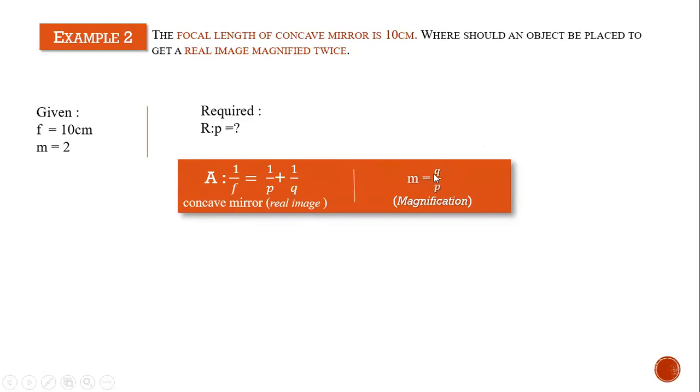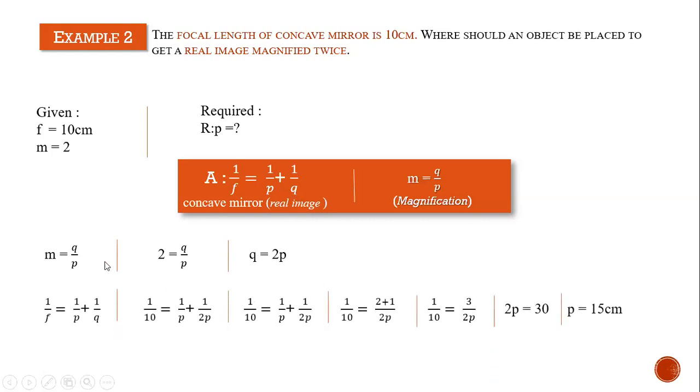So after evaluating these, I come to the conclusion. First, I am going to find q using the magnification formula, obviously getting q in terms of p. You can see that m = 2 = q/p, or I can say q = 2p. Now I can easily apply this in the second equation to find p, because the third factor q that is unknown can be written in terms of p. Applying 1/f = 1/p + 1/q, f is equal to 10, and q is replaced by 2p.